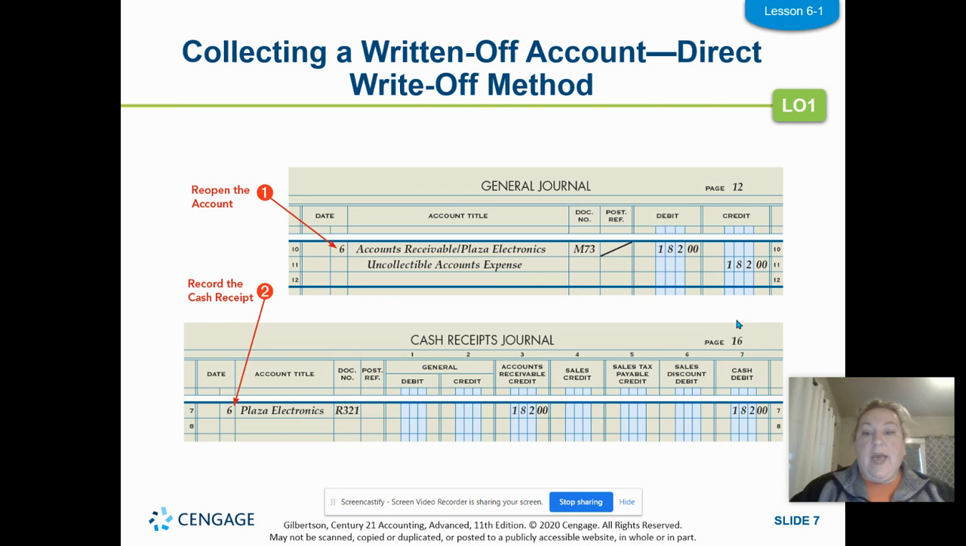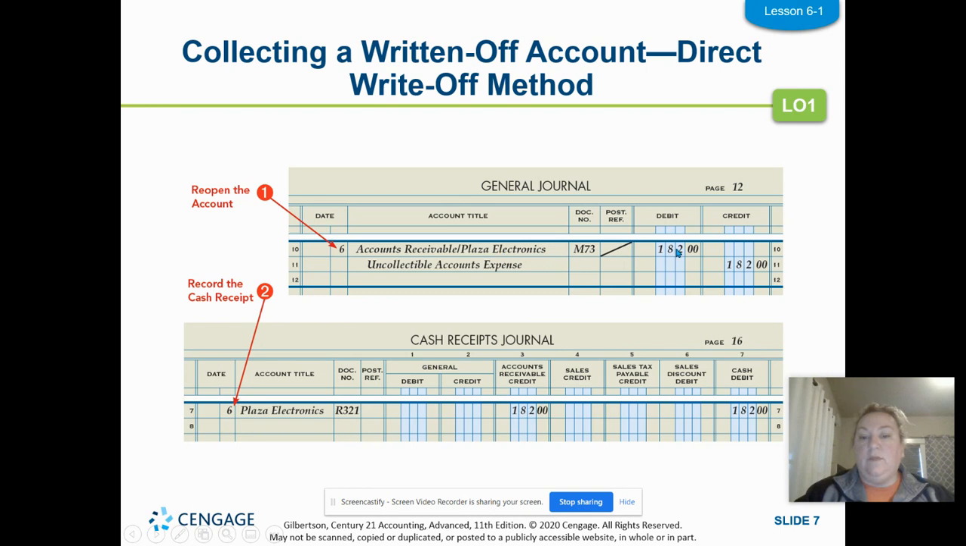So this is what happens and this always happens. I don't know why, but it just does. When you write off the account, all of a sudden, the next day or the next week, you get a check from the company that you already wrote it off for. So then you have to do two steps. You have to reopen the account. So basically you're doing the opposite of what we just did with writing it off. We have our uncollectible accounts expense will now be a credit for that same amount. And then we're going to put it back into accounts receivable and to the customer account.